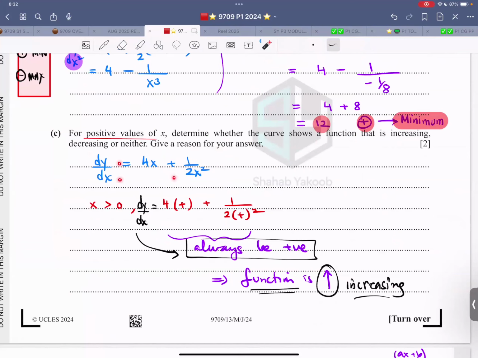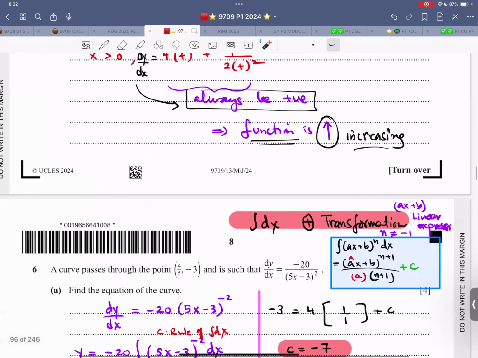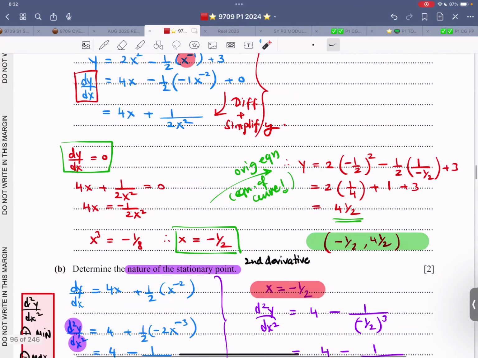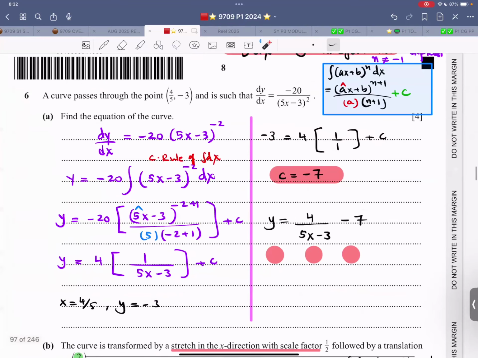dy by dx is this thing. If x is positive, 4x will be positive. x squared will be positive. There is a positive sign in the middle. Therefore, dy by dx will always be positive. Therefore, the function will always be an increasing function. This is done. So the first question was about stationary points and increasing, decreasing.